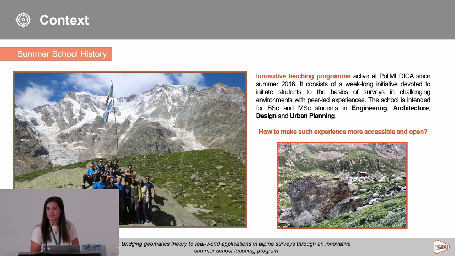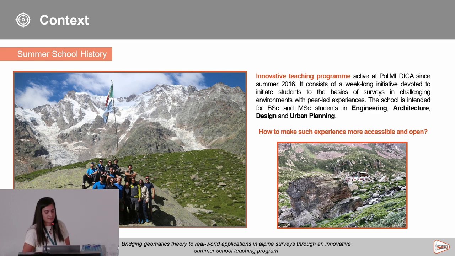So at the moment, with our experience, we are a small group, four or five people in the research lab, also working on this project: how we can make this experience more accessible, open, and inclusive.